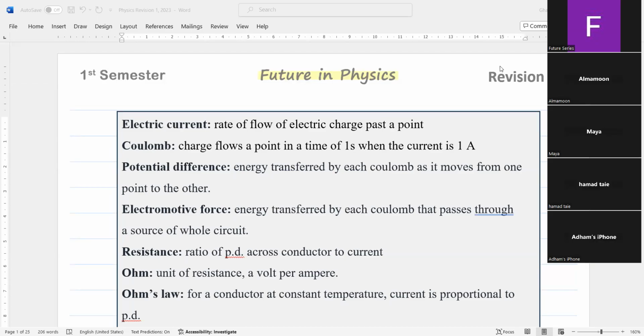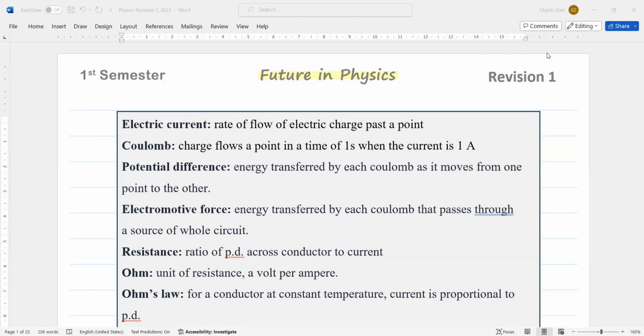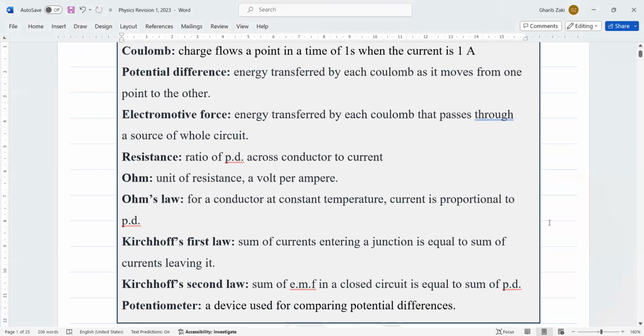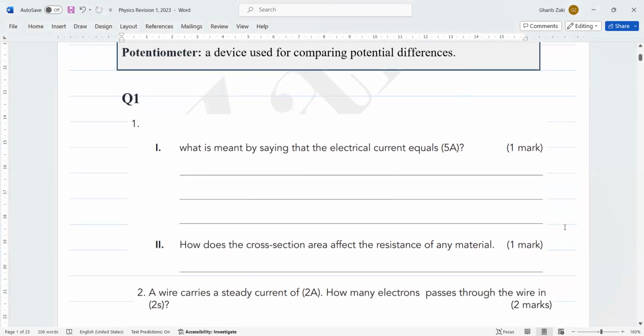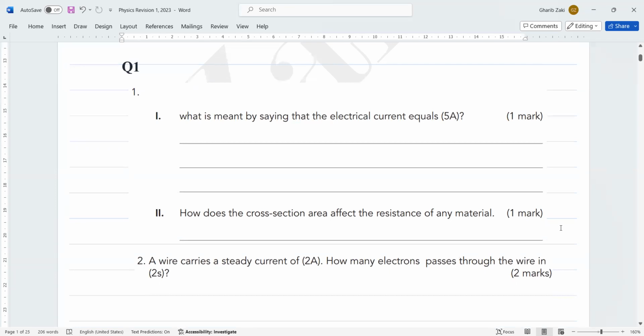Okay. Now let us start the revision. Of course, the important definitions are in front of you. Okay, you have to memorize those definitions. And then this is question one. I give you 1 minute to think of question one before we start to solve. Start, please. Use your pen and start to solve the question.